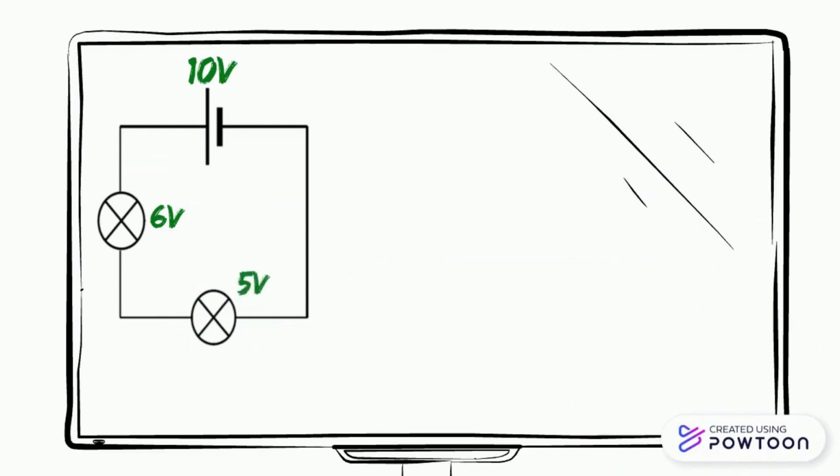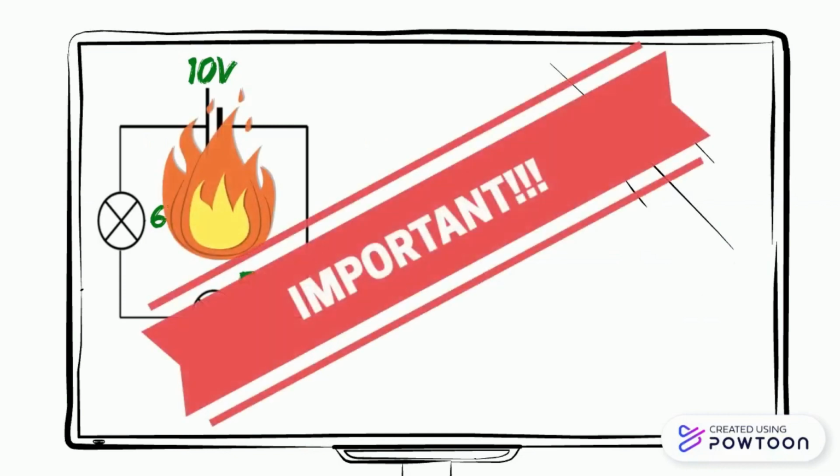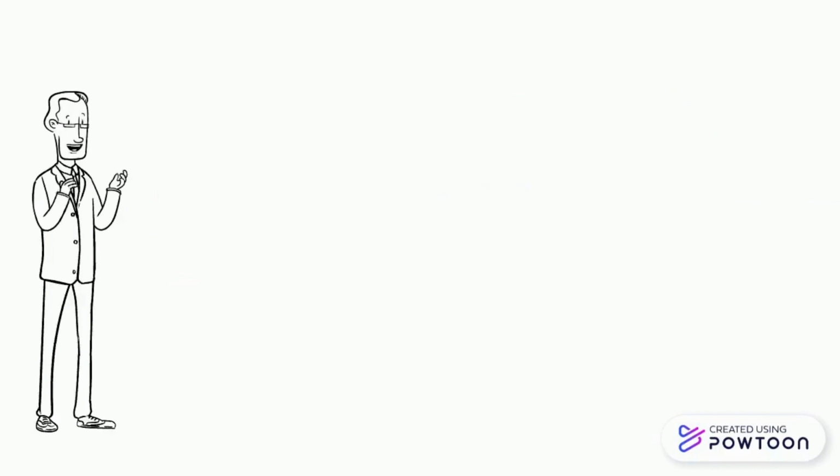But if the voltage across R was 5 volts instead, KVL would not be satisfied and could actually overheat and damage the circuit, which is why following KVL in circuit analysis is essential. A little bit confusing, right?